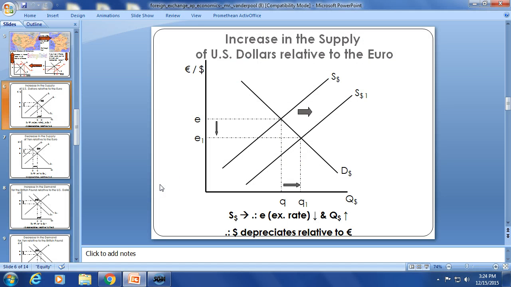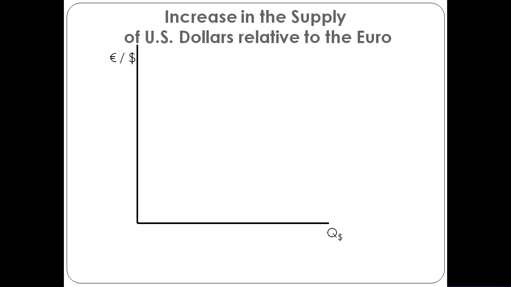All right, ladies and gents, so in this one-graph version, we're going to be focusing in on one currency and seeing what happens to the exchange rate of this one currency. So we're going to focus in and we're going to look at what would happen if we had an increase in the supply of US dollars relative to the euro. So our focus here is going to be on the dollar. Whatever currency we are focused on is going to be what's closest to the y-axis.